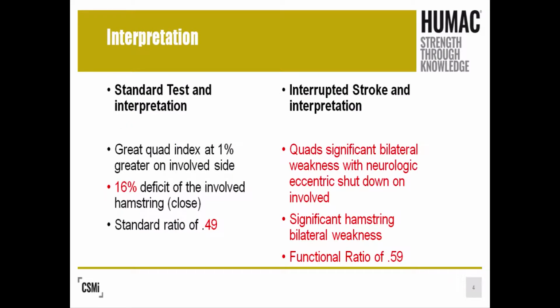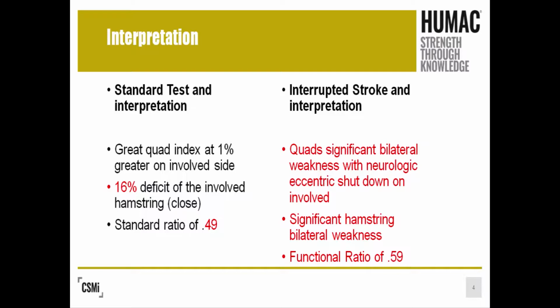So let's interpret the test. If we only did the standard con test, we would have seen that his quad strength was great, 1% stronger on his limb symmetry. His hamstring would have shown up as slightly weak at 16% deficit, so I listed this as red because you want 85 to 90% limb symmetry. Also, his ratio would have come up as deficient, but again, just outside of that normal. So we would have said, go ahead, get started with your return to sports activity, and we would have felt confident sending him back to play.